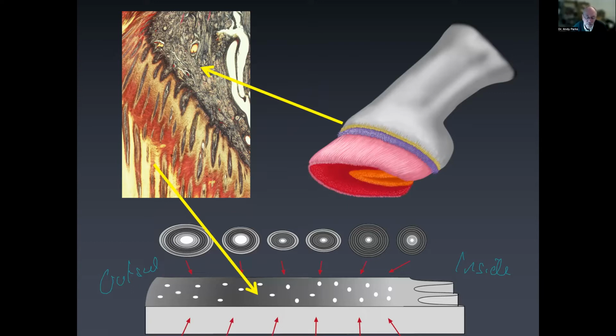The horn in between, by the way, is also different from inside to outside. The inside is 100% hydrated. The outside is probably 75% dehydrated. The outside here is very stiff, and inside here is very flexible. And that provides a lot of protection for the inside structures of the horse's foot.